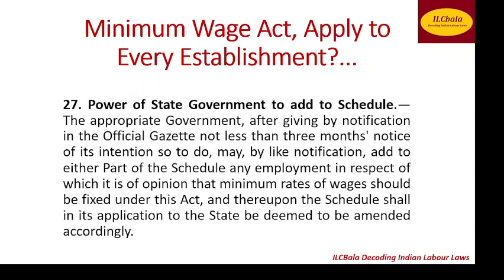It empowers the state government to add. That means the schedule is not fixed. The industries that have been specified in the schedule are not fixed. The government may add any new industry or establishment to the schedule. How? Through a notification in the official gazette, by giving not less than 3 months of notice of its intention to do so, to bring those industries and cover them under the Minimum Wages Act.